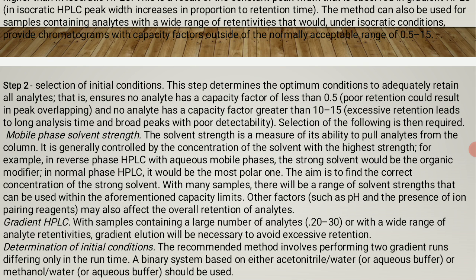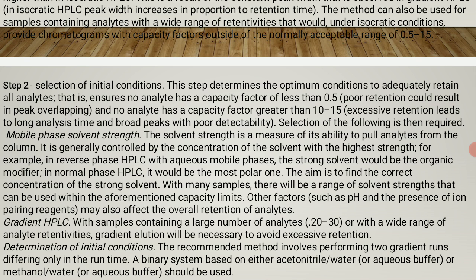Selection of the following is then required: mobile phase solvent strength. The solvent strength is a measure of its ability to pull analyte from the column. It is generally controlled by the concentration of the solvent with the highest strength. For example, in reverse phase HPLC with aqueous mobile phases, the strong solvent would be the organic modifier. In normal phase HPLC, it would be the most polar one. The aim is to find the correct concentration of the strong solvent.